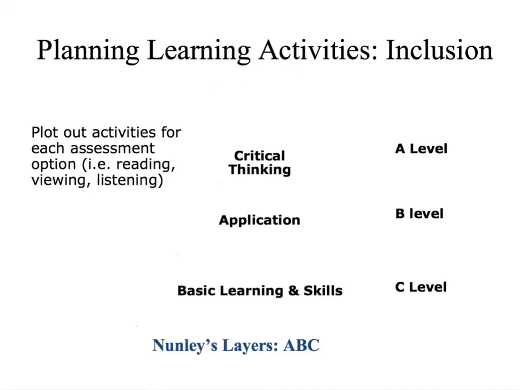Now, the inclusion side of things is a little bit different. So again, you have more flexibility. You've already tiered your learning outcomes in the knowledge and skills section of your unit plan, and you really want to take a look at each tier and create learning activities specific to that tier. So again, you're going to be using pre-assessment data to put students into tiers, and then you have the ability to create different learning activities for each tier.